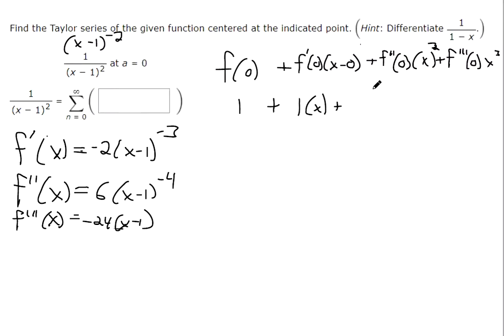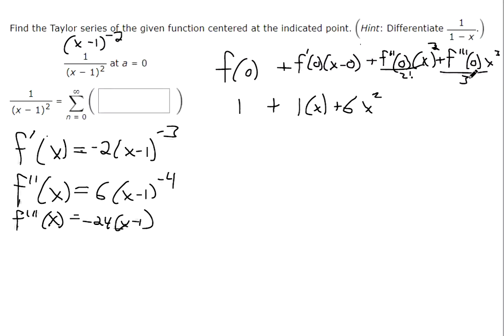And over here, the second derivative at 0, so I'm plugging in 0 for x again. 0 minus 1 is negative 1. Negative 1 to the negative fourth is a positive 1. And a 1 times 6 makes 6. And then this is x squared. And then the third derivative, oh, sorry, I'm forgetting something. Whoa, this is all divided by 2 factorial.